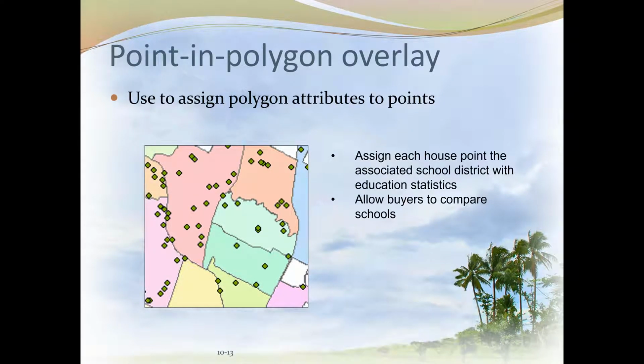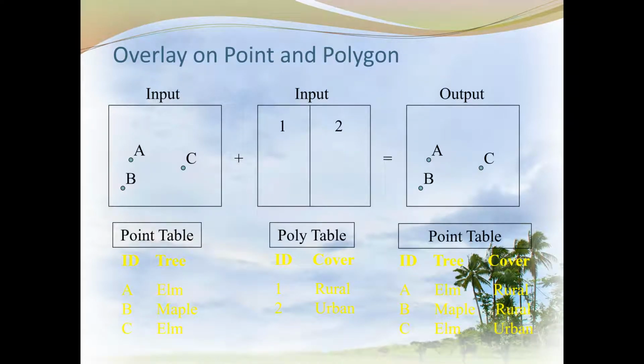Okay, point in polygon overlay. We use it to assign polygon attributes to points. So we assign each house point the associated school district with education statistics, allowing buyers to compare schools. Like I mentioned, your house could be at the boundary, but usually they wouldn't split a house into different parts.